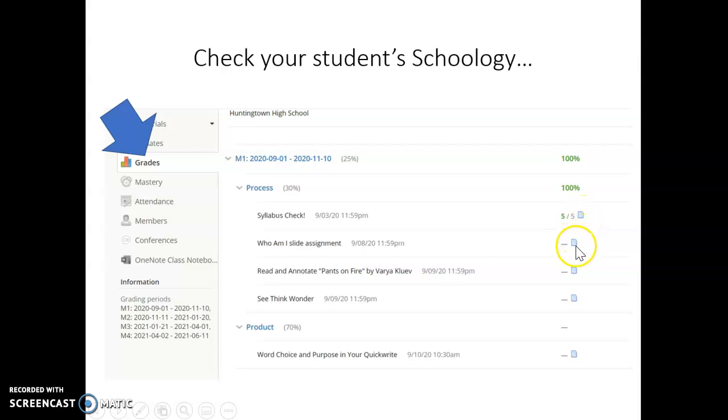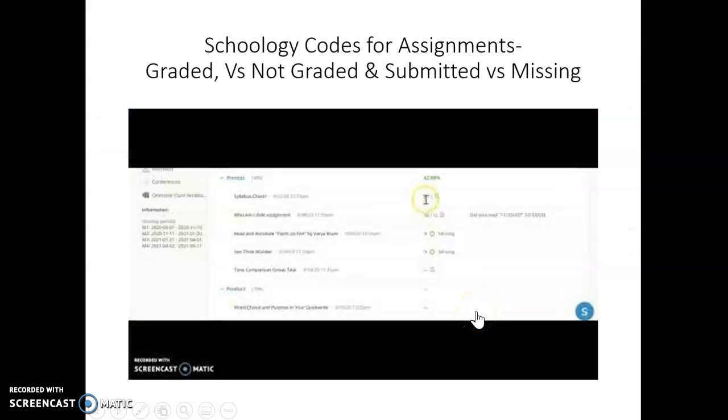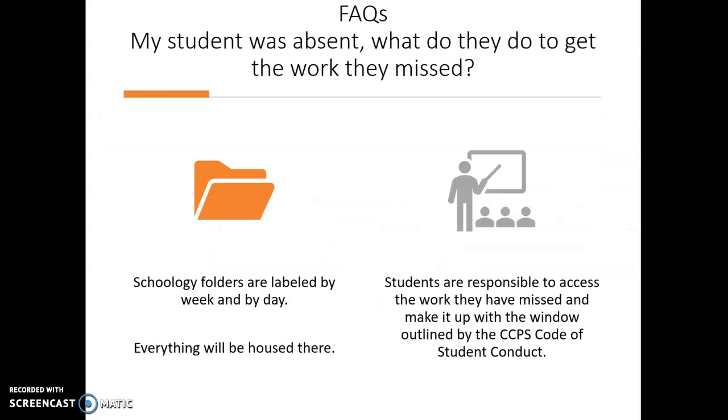You can see that with the little paper looking icon. And this one was graded. This is blank, but that means it hasn't been graded, but you see the paper, it's been turned in. So if it was something that had not been turned in, it would just be blank. You wouldn't see this little paper here. And I'll include this video where I take you through that process in the Schoology folder in the class.